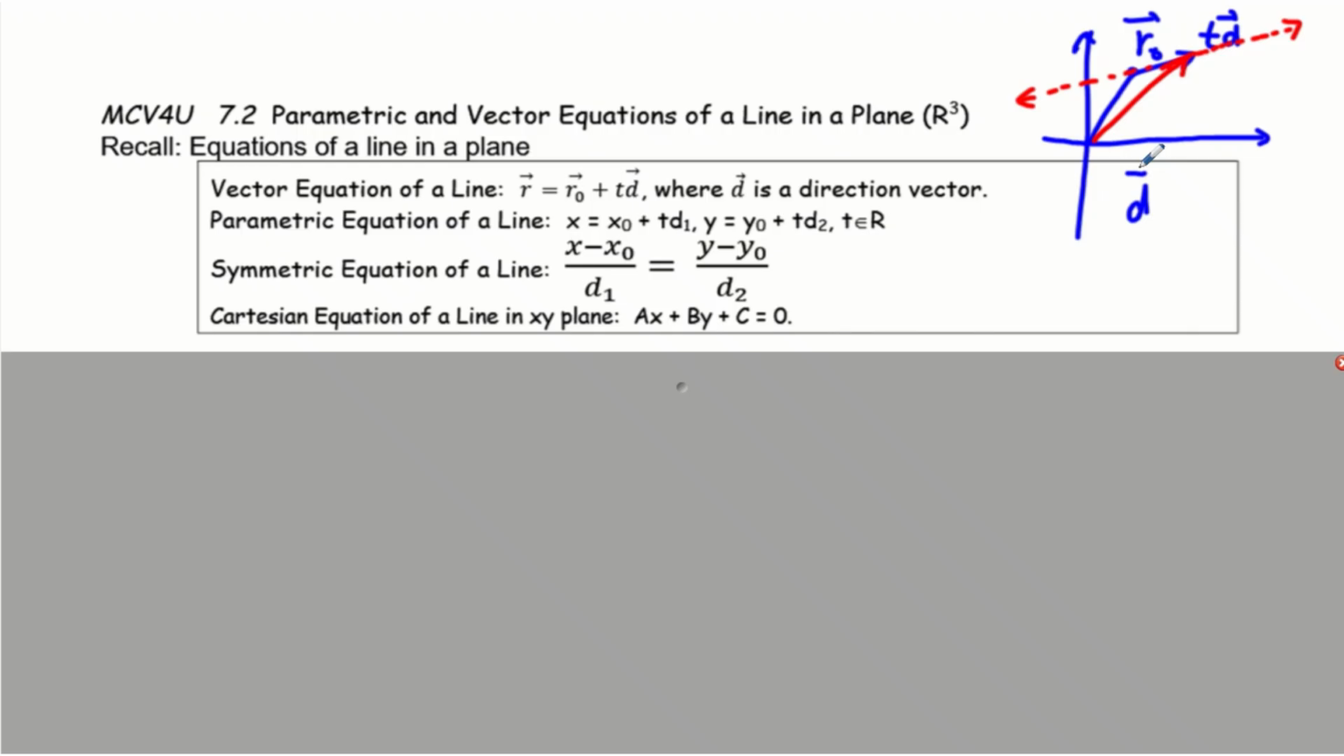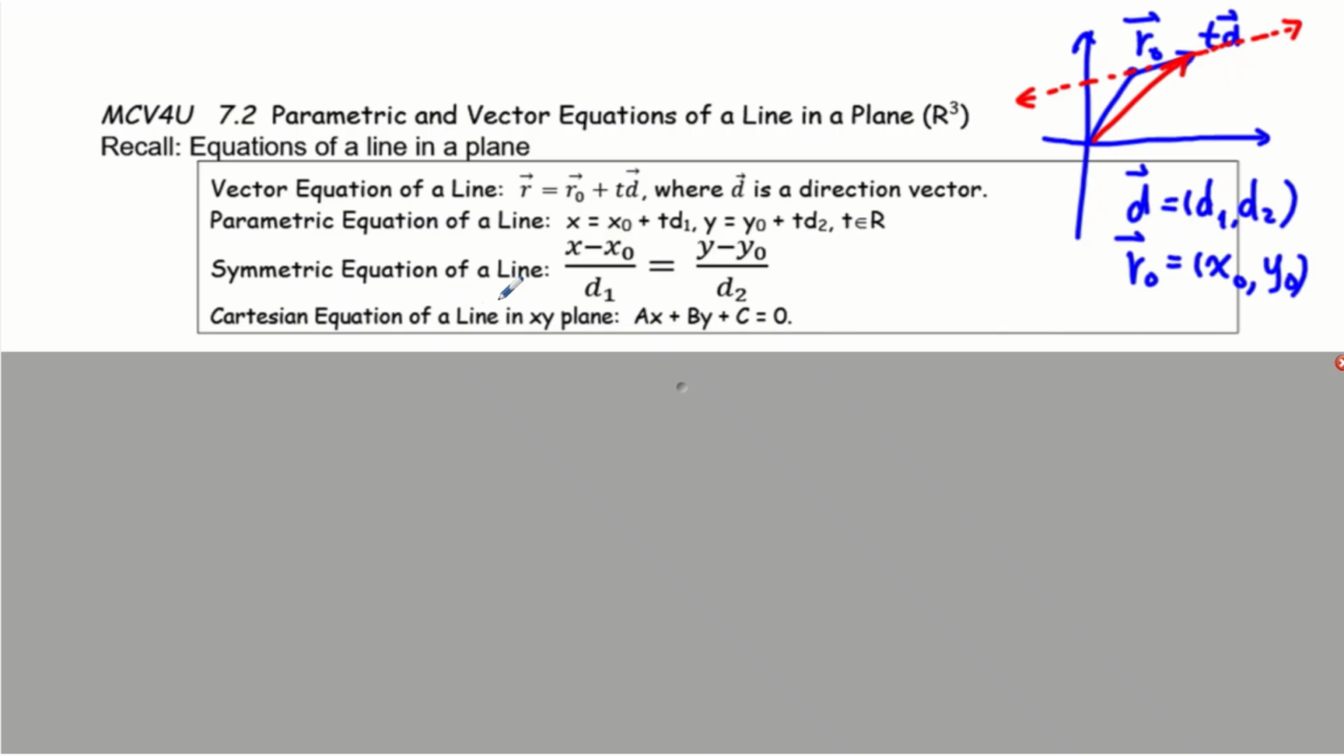r0 plus t times d, we could write it as d1, d2, x direction, y direction. So then once we write the x component, y component out, we have the parametric equation. So r0, we write it as x0, y0. The x component is just x0 plus t times d1. That is the first part.